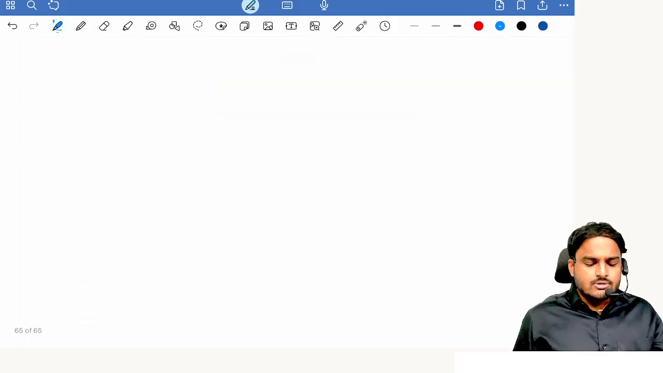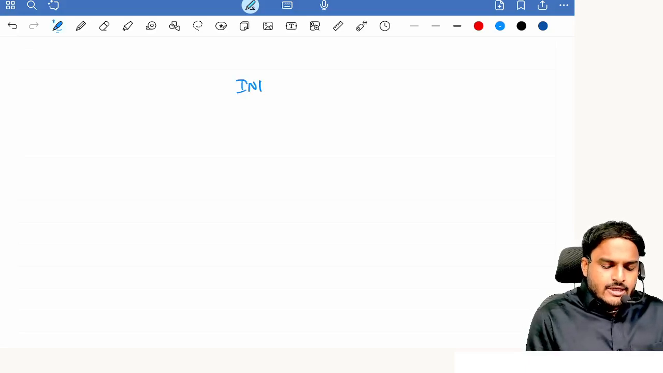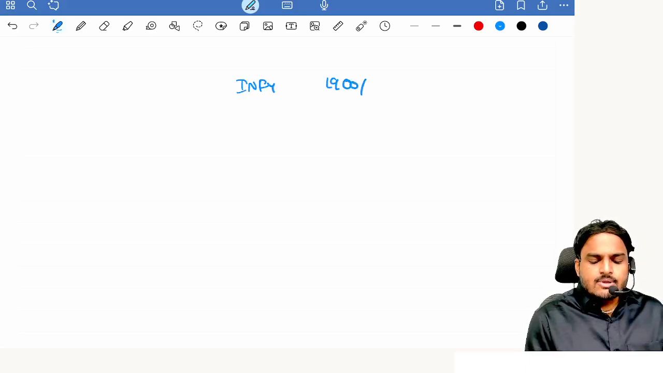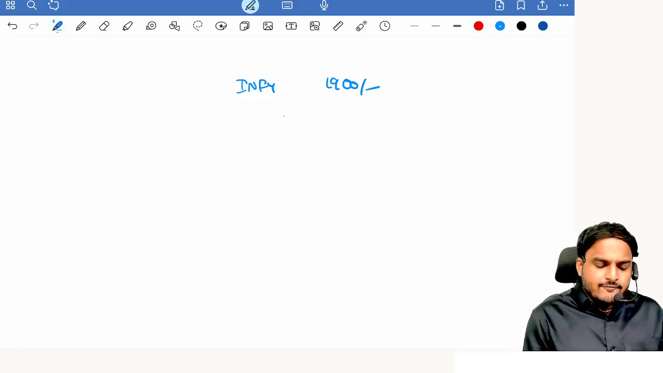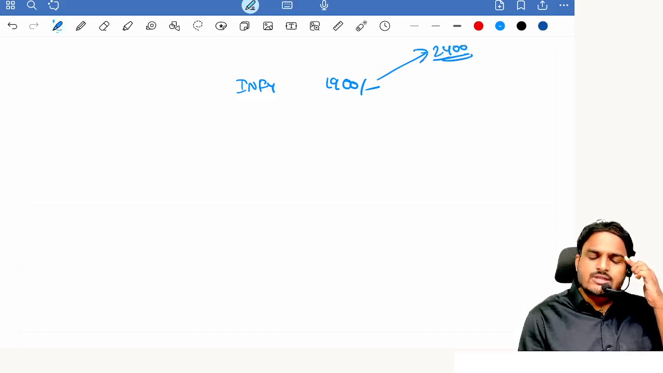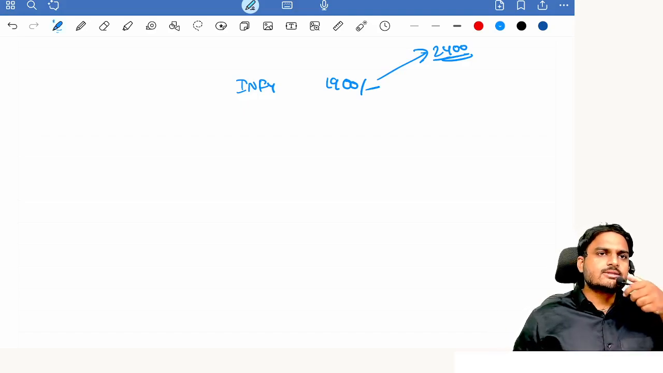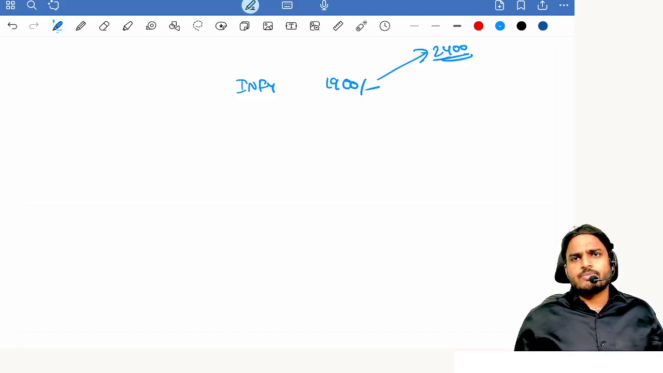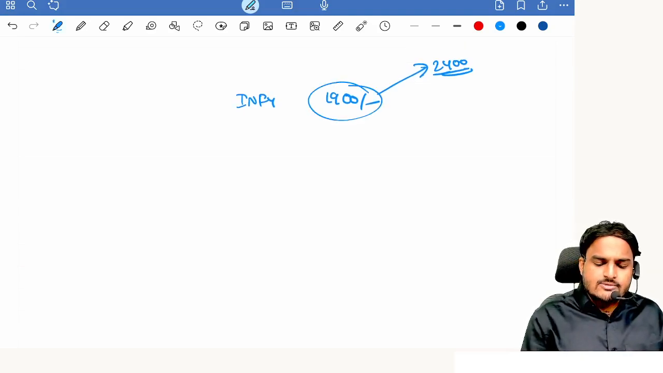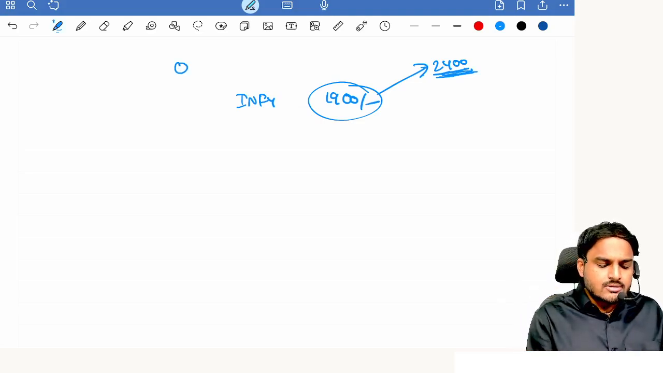Another example. Now, I'll give you an example regarding the stock market. Right now, Infosys is trading at 1900 rupees. After 3 months, I'm thinking that the share price may go up to 2,400. Why? Trump already won elections in USA. USA stock markets are full in a bullish trend only. So definitely after 3 months, price will go up to 2,400. This is my analysis. But right now I don't have that much capital.